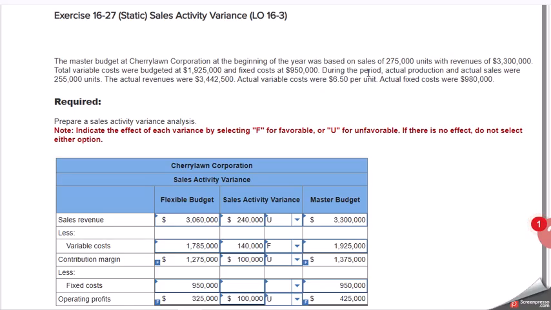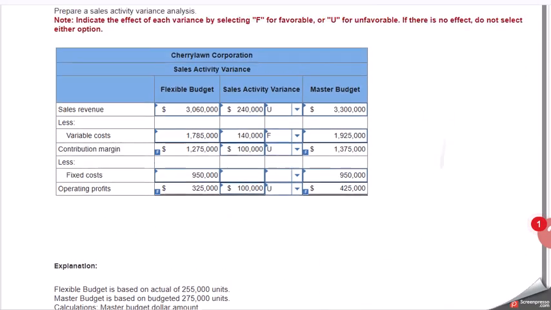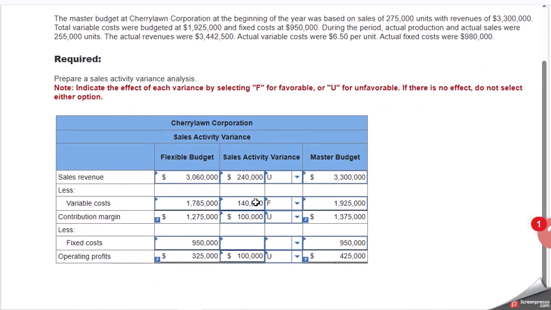Then our variable costs are going to be the $7 per unit times the 255,000 units. That gives us our variable cost. That would be favorable because we produced less, so obviously our variable costs are going to be less. Again, the 20,000 times that $7 is going to be that favorable variance.